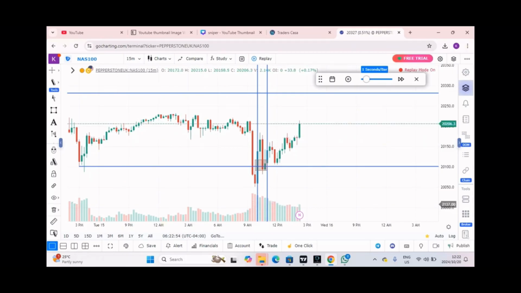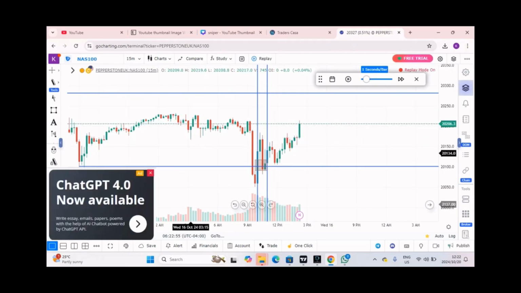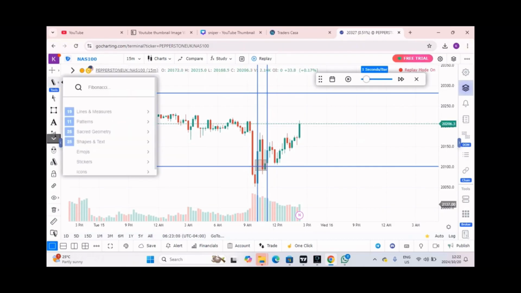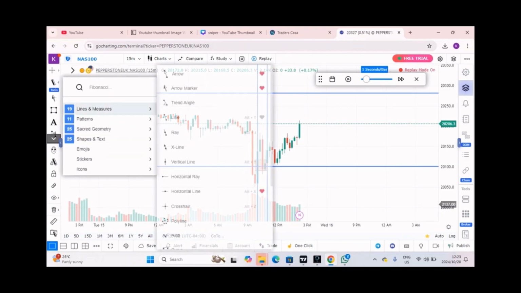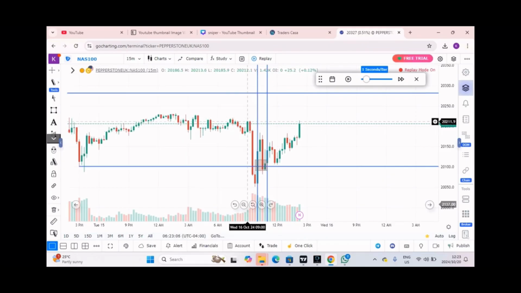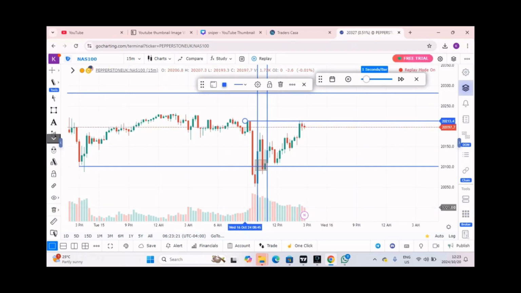Let's see. Since it reached this point right there, you want to see if it takes out that high or not. So you can just put in the horizontal ray right there, just use the wick up here. Let's see what it does. It generates liquidity. As you can see, it didn't even wipe out that high already.